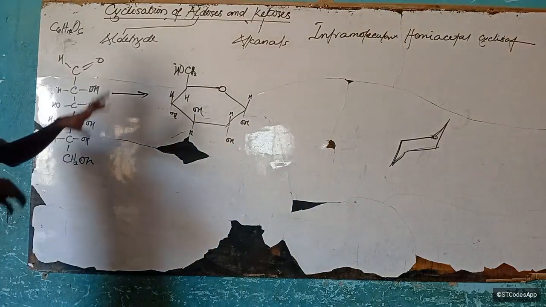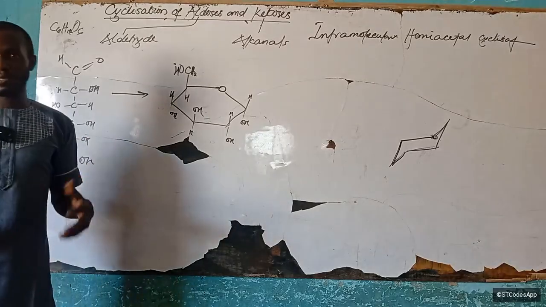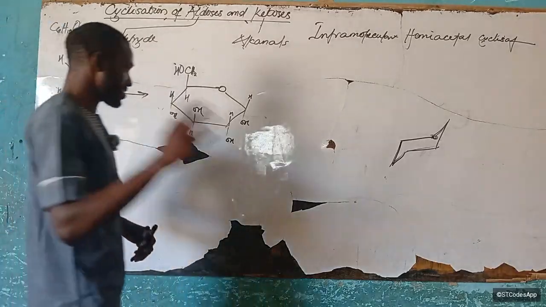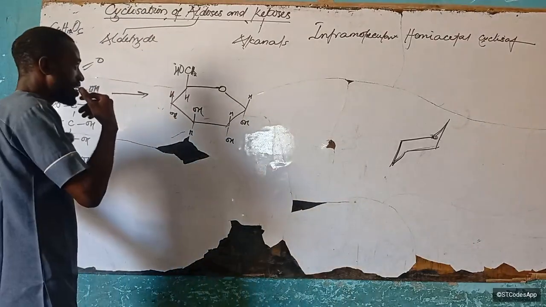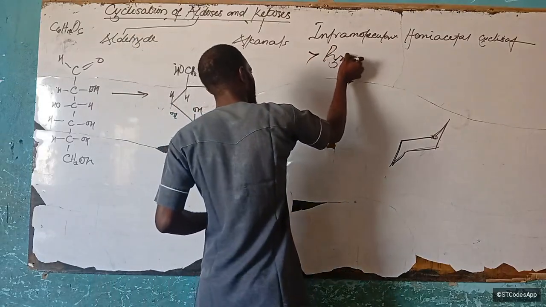Just stick with me. You will know how to draw it by yourself, in fact. I know the names may sound bemusing, but just stick with me. You are going to understand. It's very simple. Now, when they cyclize, they form what is called a pyranose.